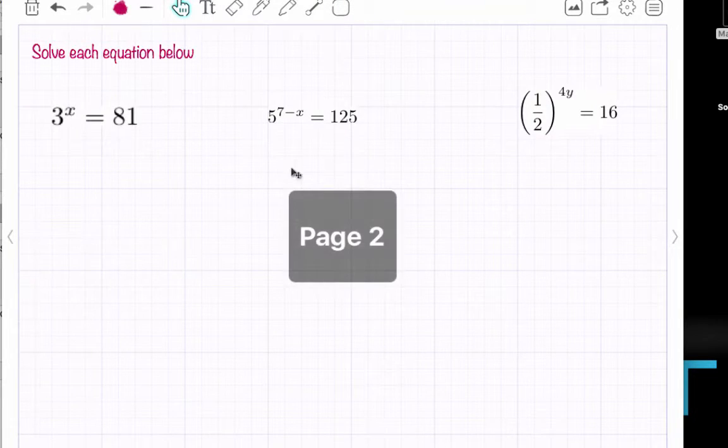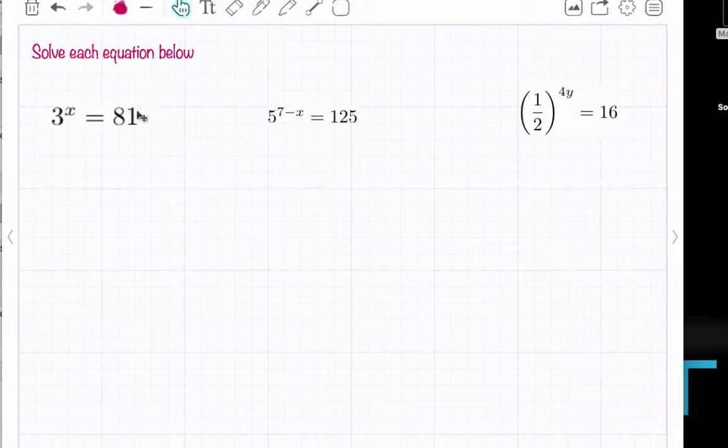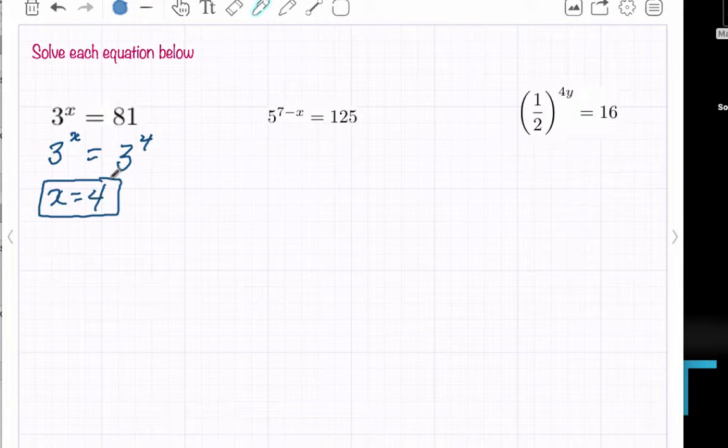Okay, so let's look at three examples here. Solve each equation below. So the idea here is we're first going to look at rewriting the base. So we have this nice 3 to the x, okay, and we know that 81 is just 3 to the 4th power. Okay, so there's rewriting the base. So this is a simple example. Okay, so the bases are the same. Well, that means the one-to-one property says the exponents are the same. If these two things are equal and the bases are the same, that means the exponents have to be equal.